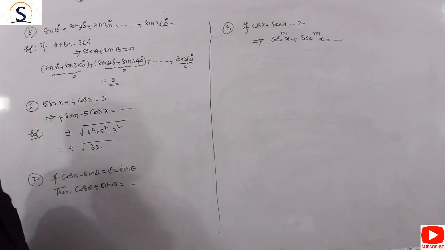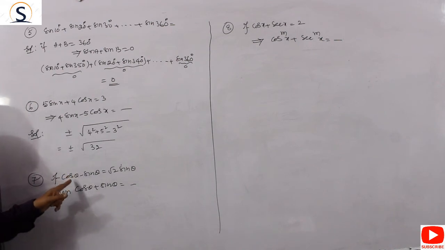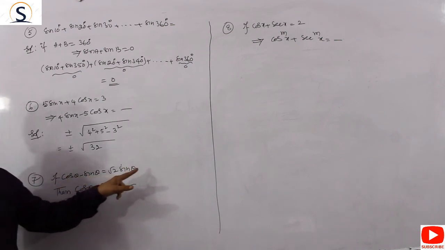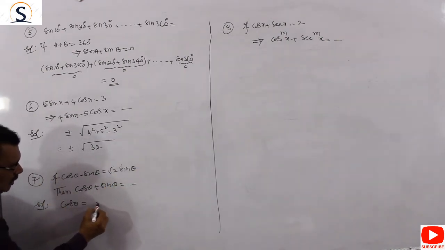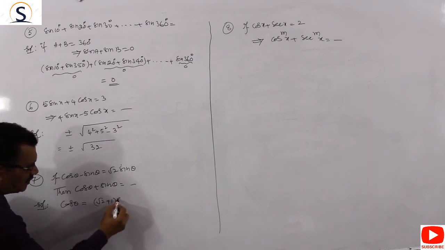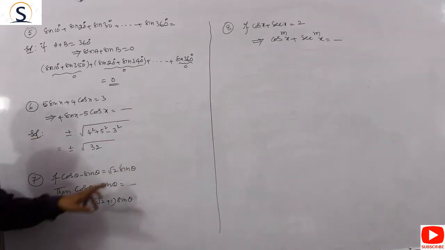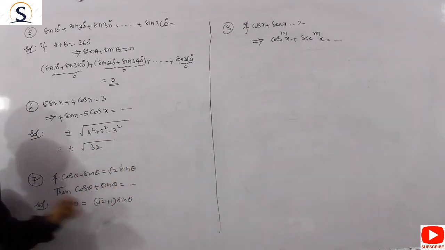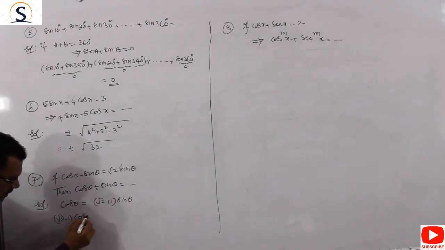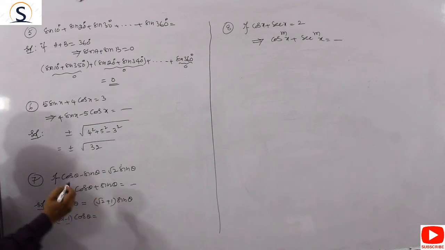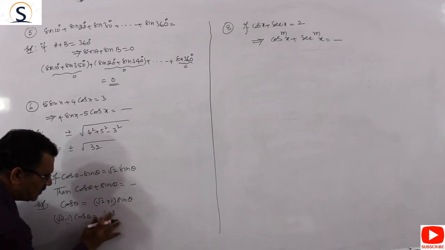If you do not remember, then you have to work out a little bit. See, cos theta minus sin theta is equal to root 2 sin theta. In this problem, I will write cos theta is equal to root 2 plus 1 into sin theta, because writing this minus sin theta on the RHS side, sin theta is common, root 2 plus 1. Now multiply with root 2 minus 1 on both sides. Root 2 plus 1 into root 2 minus 1 is 2 minus 1, that is 1. Therefore, it is cos theta as sin theta.